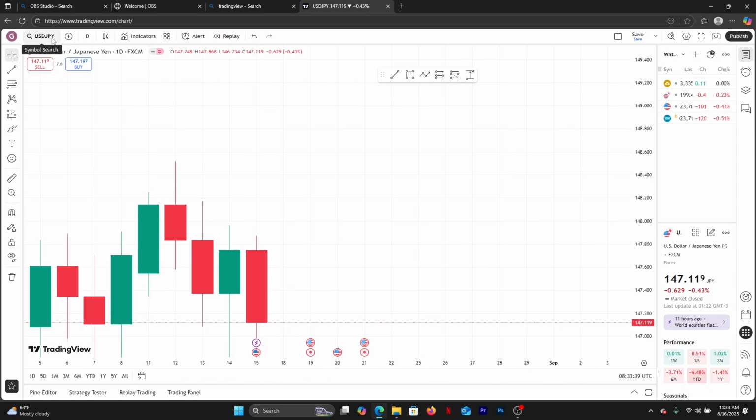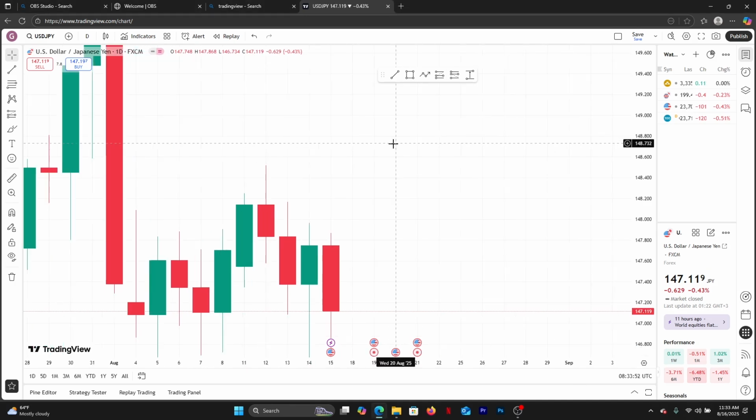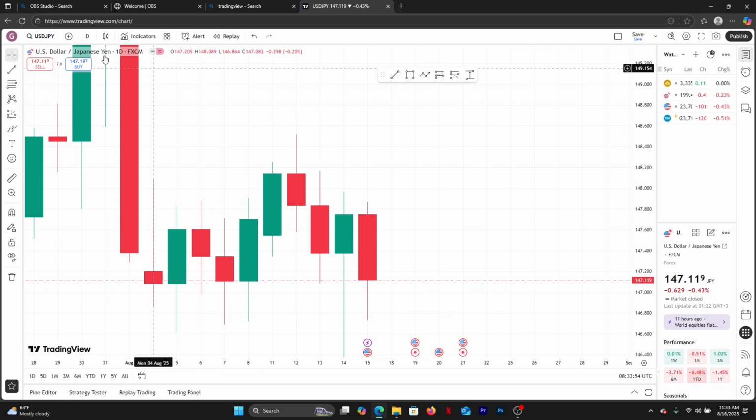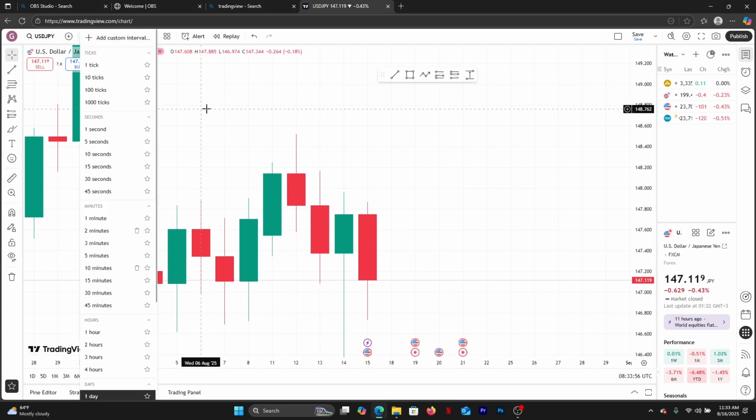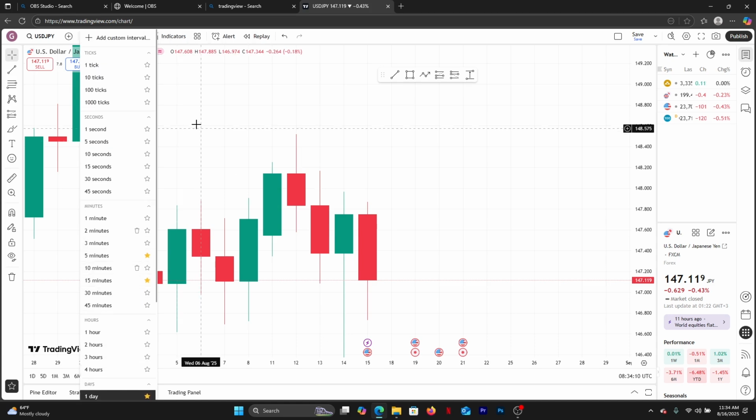This is USDJPY. Today is Saturday, 16th of August, and we want to look at the daily range, our daily CRT and lower time frame dealing ranges for entries. So I'll do that in the daily and maybe the 5-minute.